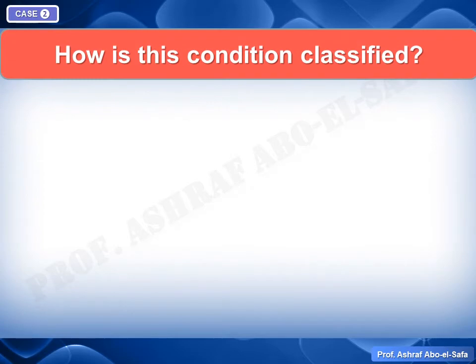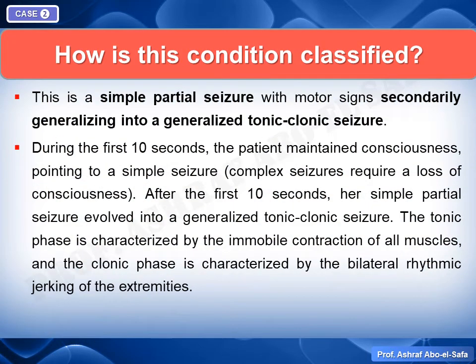How is this condition classified? This is a simple partial seizure with motor signs secondarily generalizing into a generalized tonic-clonic seizure disorder. So it's a partial seizure with secondary generalization.